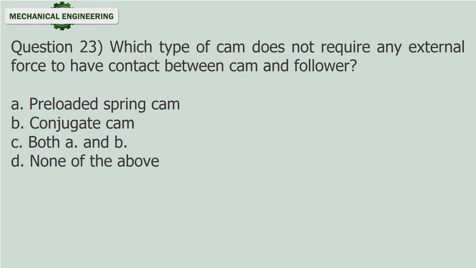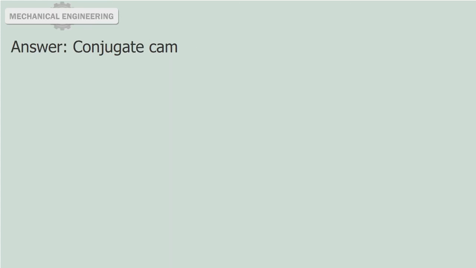Question 23. Which type of cam does not require any external force to have contact between cam and follower? A. Preloaded spring cam. B. Conjugate cam. C. Both A and B. D. None of the above. Answer. Conjugate cam.